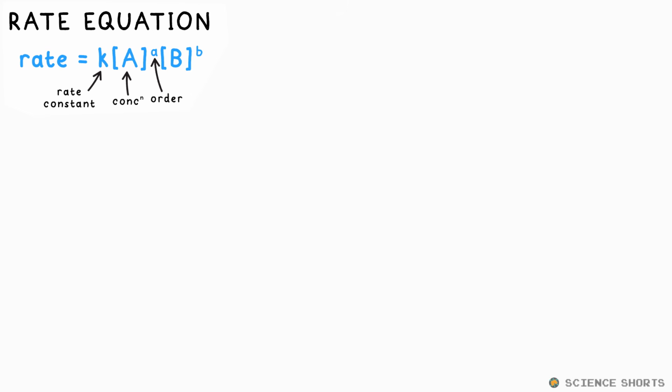The rate equation links the rate of a reaction to the concentration of the reactants involved. It often takes the form: rate equals the rate constant times the concentrations raised to the power, or order, of the number of moles, but that's not always true. However, the exact equation for a reaction can only be determined experimentally to determine how each concentration affects the rate. We say the overall order is the sum of all orders.